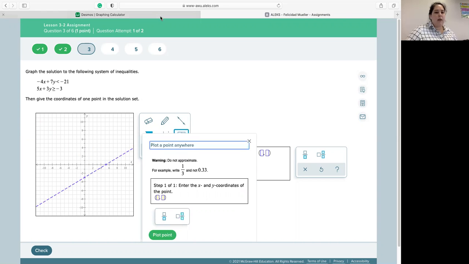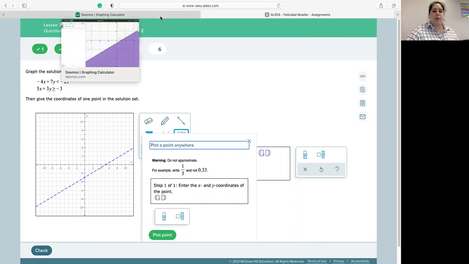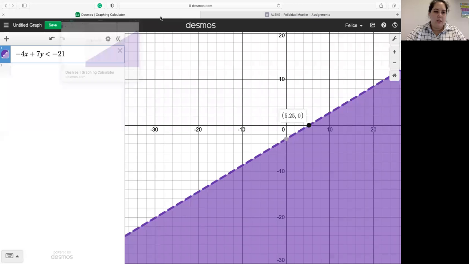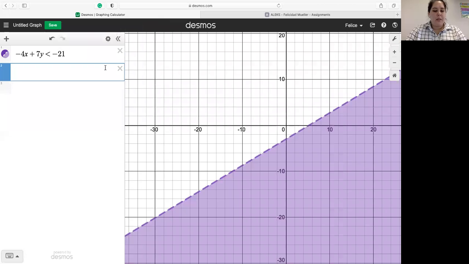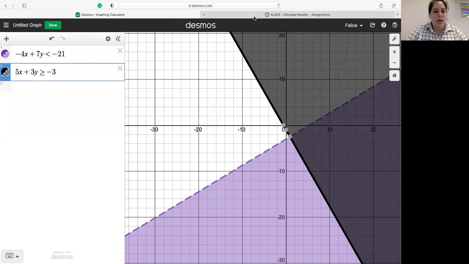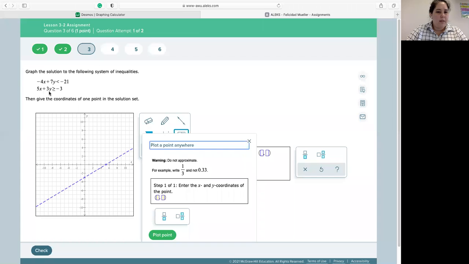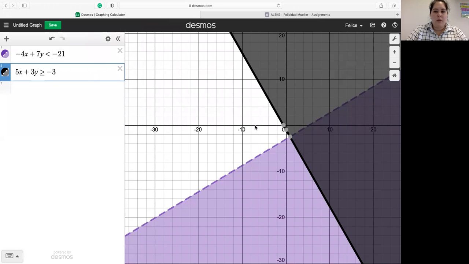All right, so next I'm going to go ahead and graph 5x plus 3y is greater than or equal to negative 3. And I'm just going to double check. 5x plus 3y is greater than or equal to negative 3. So I'm going to plot my points.